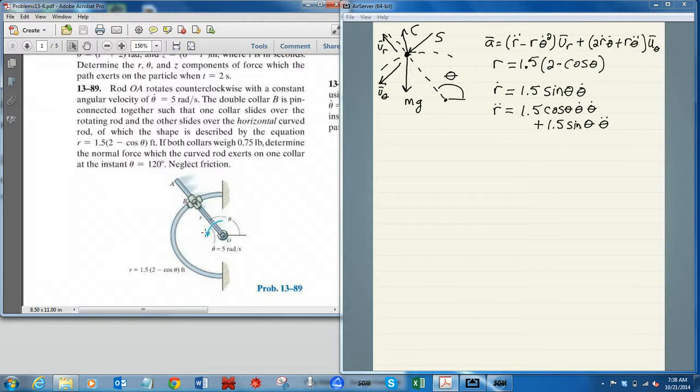Okay. So I can plug numbers into that. If you do, what you'll find is that the R, you're going to put in theta equals 120 degrees, which was given. Theta dot was 5, and theta double dot is 0. So when you plug those numbers in, R will equal 3.75. You plug in the theta 120, theta dot, which is 5, and you'll find that R dot is equal to 6.495. R double dot, you plug in and you get R double dot is minus 18.75.